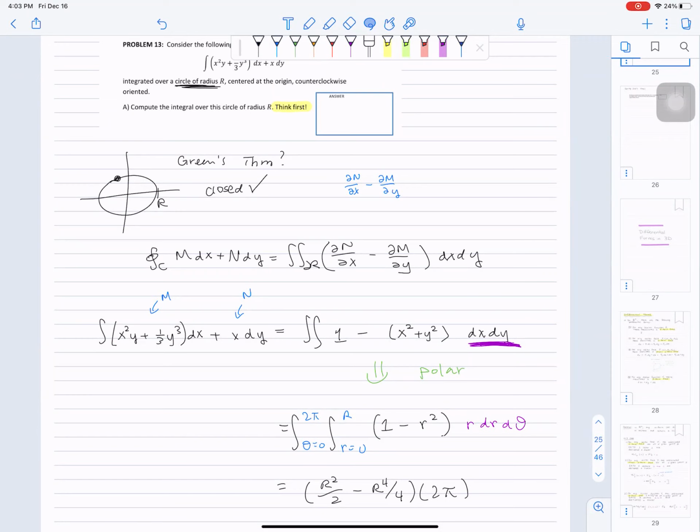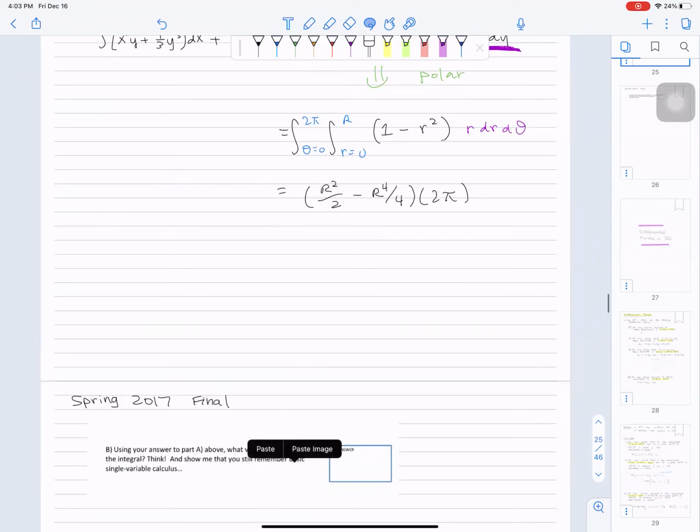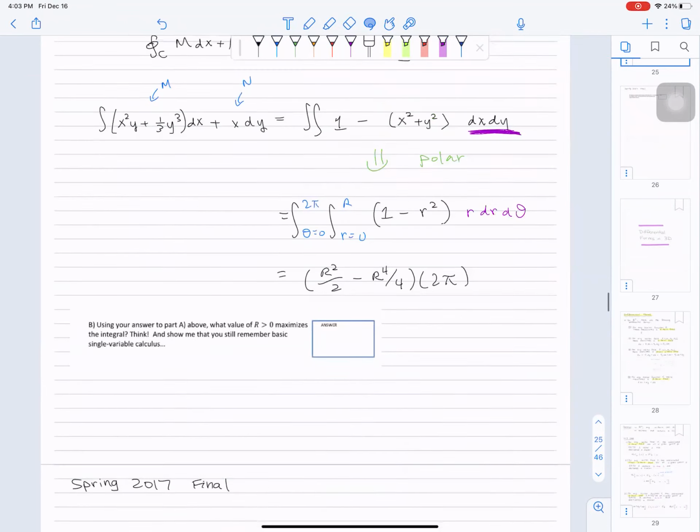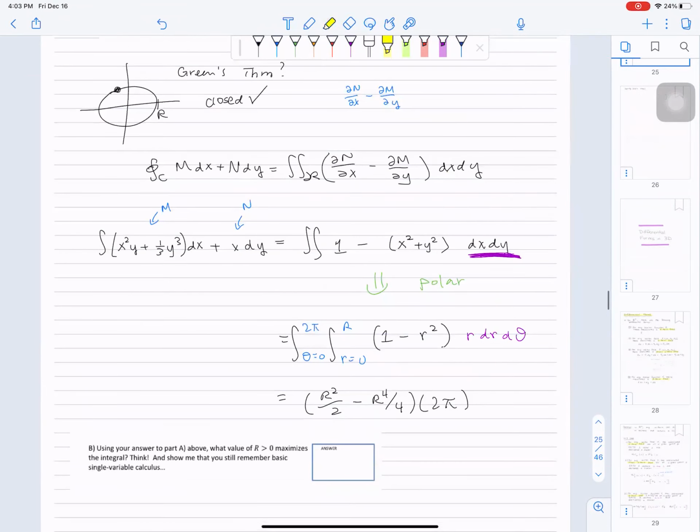Okay. Now a follow-up is part B. Using your answer to part A, which we just found, what value of r maximizes the integral? And it says, show me that you remember basic single variable calculus. Okay.